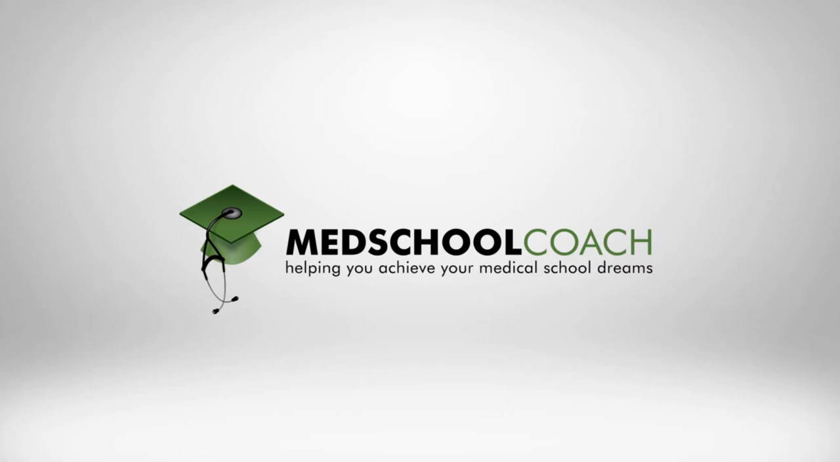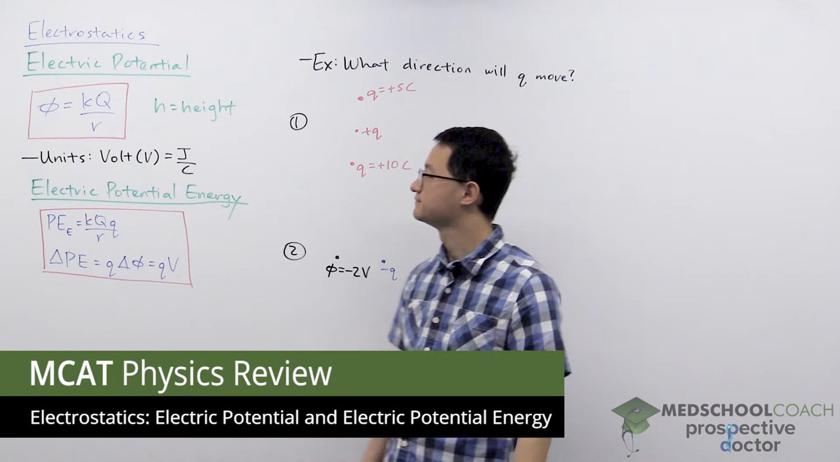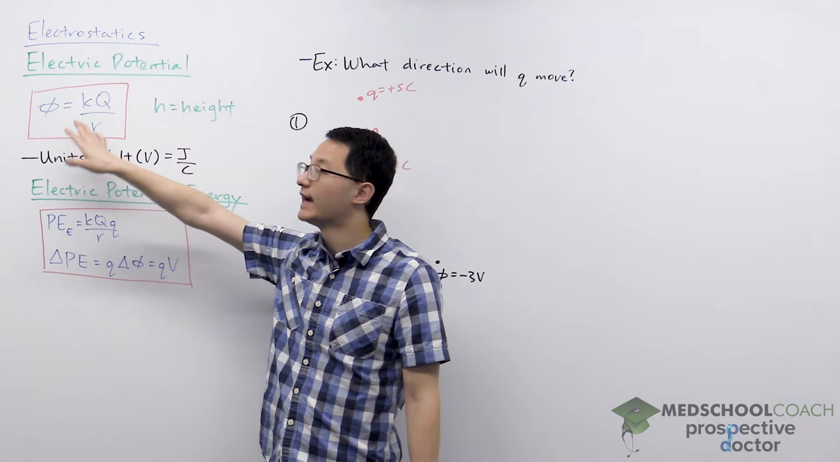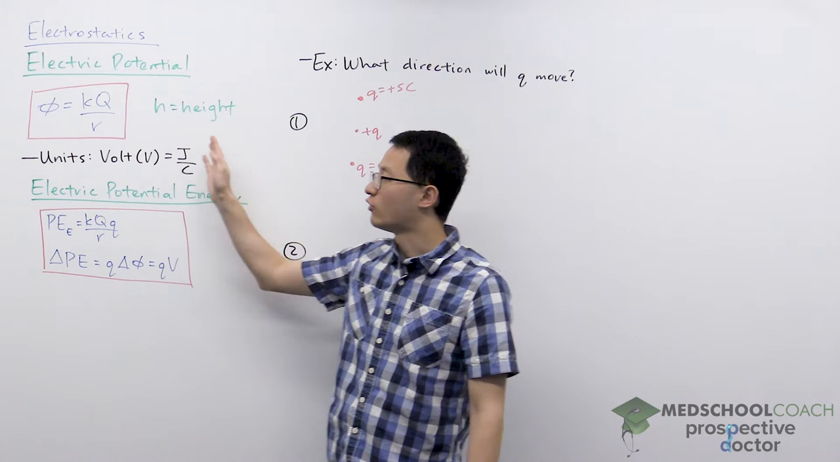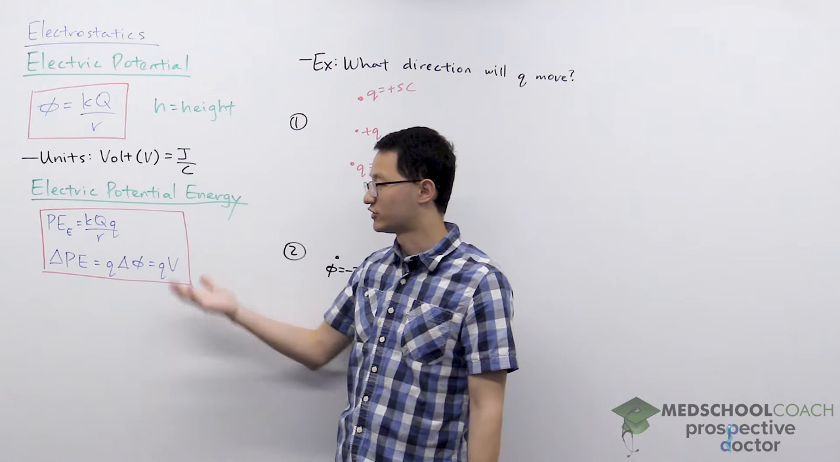In this video, we're going to go over electric potential and electric potential energy. Electric potential is denoted by phi and is given by this equation, kq over r. Again, we've seen these variables several times now: Coulomb's constant, the charge, and the radius. Now, the gravitational analogy for electric potential is height. And similarly, the gravitational analogy for electric potential energy is gravitational potential energy.